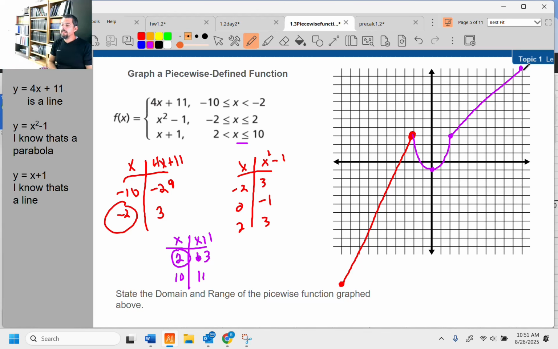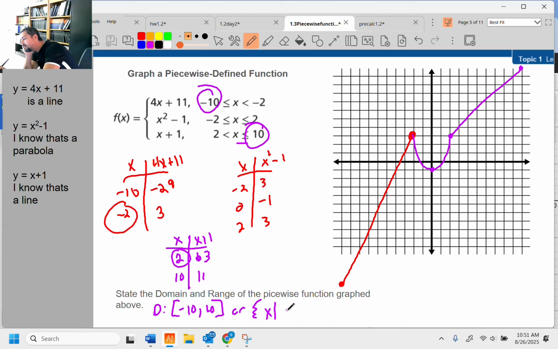Now, what's the domain of this thing? Well, the low x value was negative 10, the high x value was 10. And we're going to do both interval and set notation. If we do interval for domain, notice the equality, bracket negative 10, comma, 10 with a bracket. If we do set builder, all values of x such that x is stuck between negative 10 and 10 inclusive.